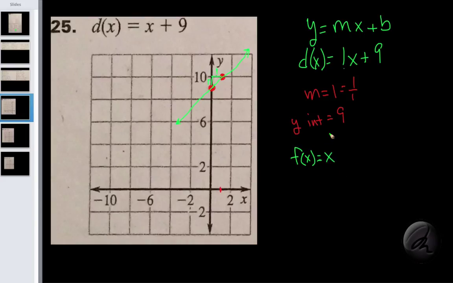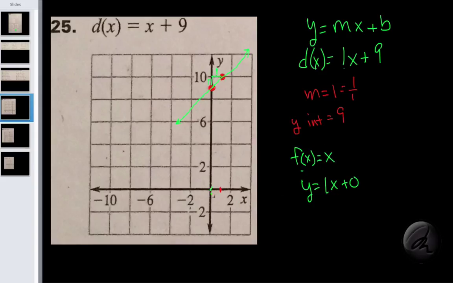So that means if x is 1, then my y is 1. Or here in this case, y equals 1x plus 0, because my f of x equals y. My slope is 1 and my y-intercept is 0.